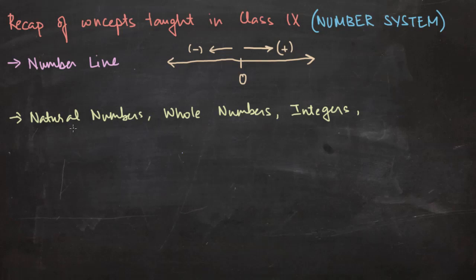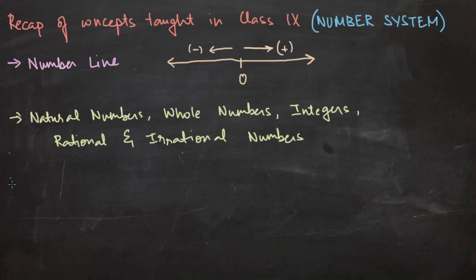After you all were introduced to the concept of natural numbers, whole numbers and integers, you also came across numbers that are called rational and irrational numbers. Now all these numbers that we just talked about, natural and whole numbers, integers, rational and irrational numbers, can all be plotted on this number line.